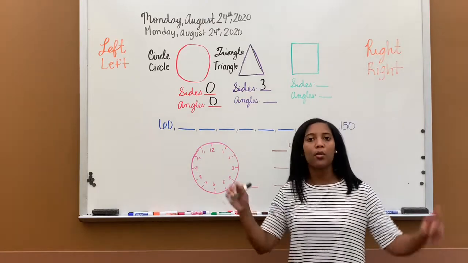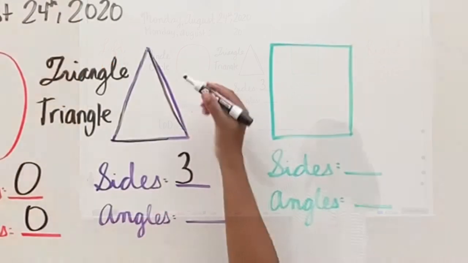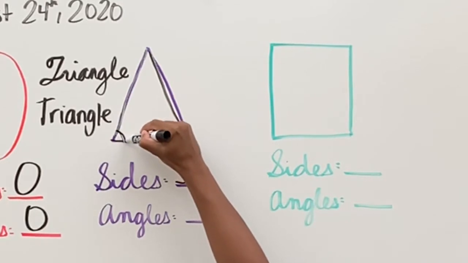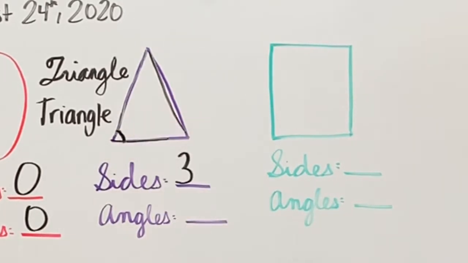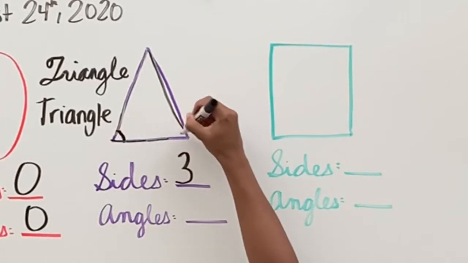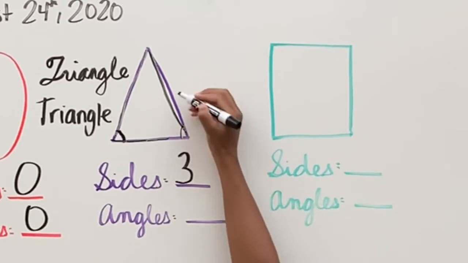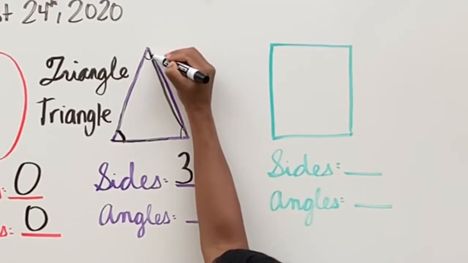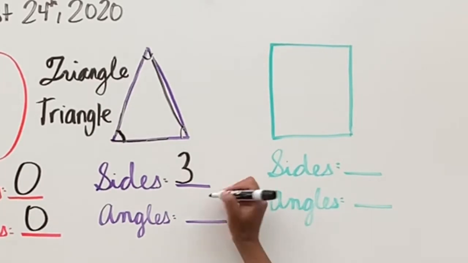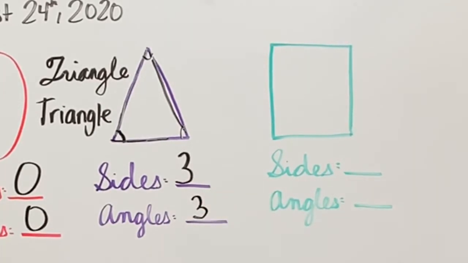Again, an angle is where the lines meet one another. So when I drew this line and this line, this is where they met. This is how you mark an angle. It's the corner, the area where they come together is called an angle. Next, I have this line that met with this line, and then this line that met with this one. So that's a total of 3 angles, 3 corners in a triangle.